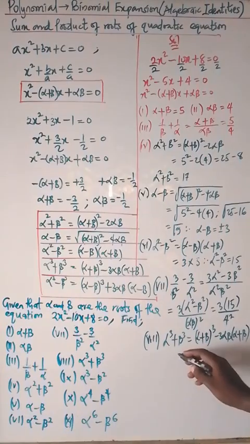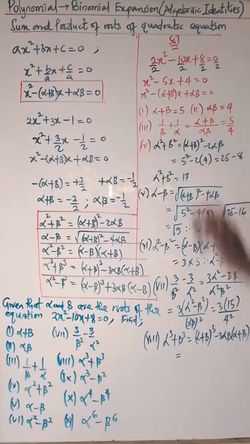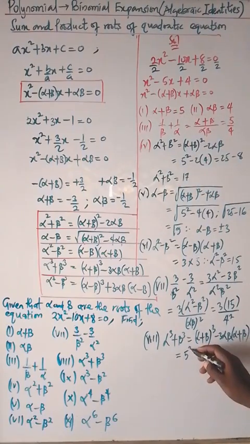Then let's impute the values. What is alpha plus beta? The sum of the roots, 5. That will be 5 cubed minus 3. What is alpha beta? Product, that is 4. What is alpha plus beta? 5. You can finish this yourself.